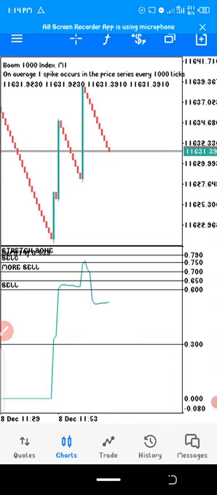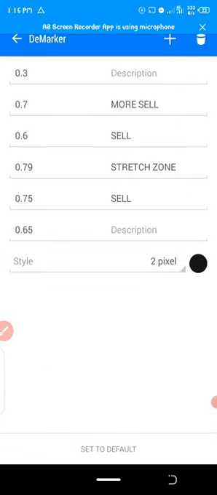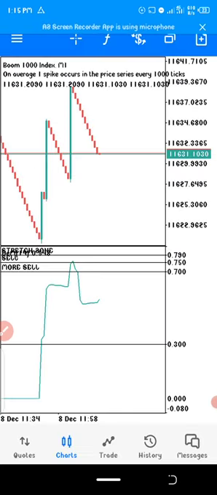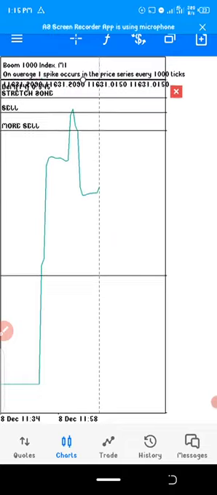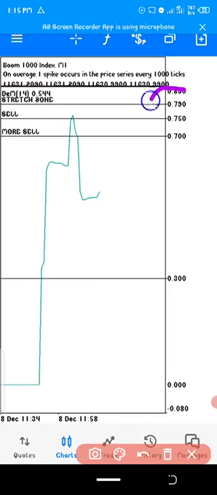All right, so you can see we have a sell, a more sell, and then we have another sell above. For the most part, we are not going to be using the 0.65 and 0.6. We are going to be making use of just the 0.7 and the 0.75. If I make this clearer, you are going to see that there is a stretch zone which is at the 0.79. There's a sell signal at the 0.75, and there's also a sell signal at the 0.7.